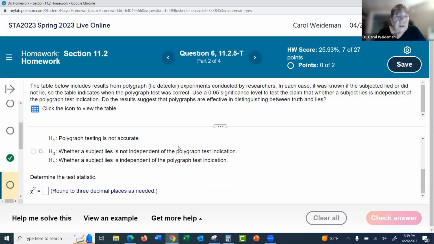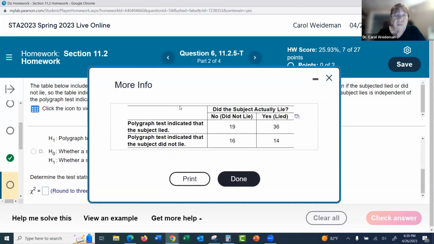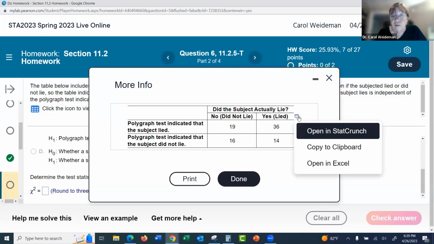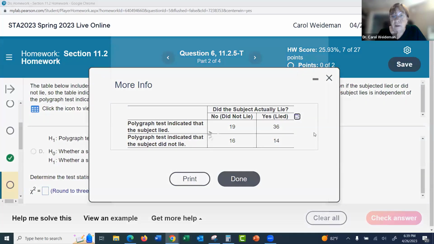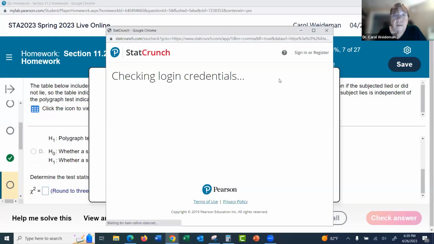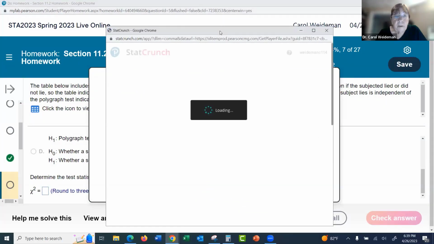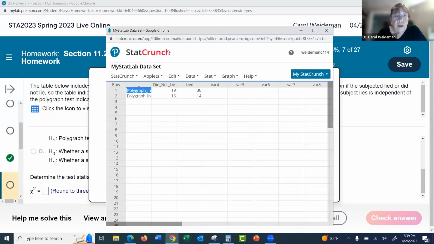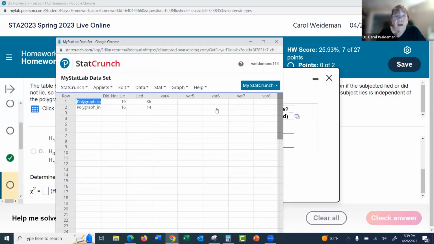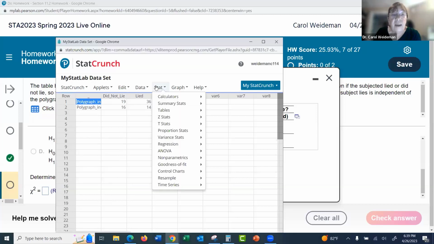All right. Now we're going to go into StatCrunch, and I'm going to show you how to use StatCrunch to find the chi-square statistic. So you've got a little data table here, and once it opens up, what you're going to do for your chi-square test is go to Stat, Tables, Contingency, with Summary.